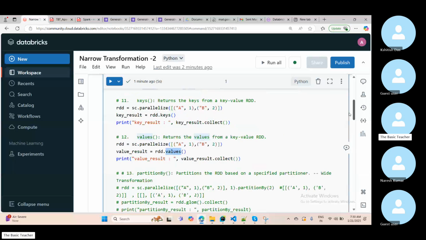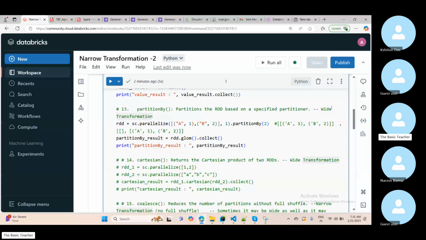Then next we have partitionBy. If you see partitionBy, it partitions the RDD based upon the specified partitioner. Again, this is part of wide transformation. Okay, that means this is going to shuffle the data, either a small amount of data or full data. That will depend upon the data and the entire logic, but this will be part of that.